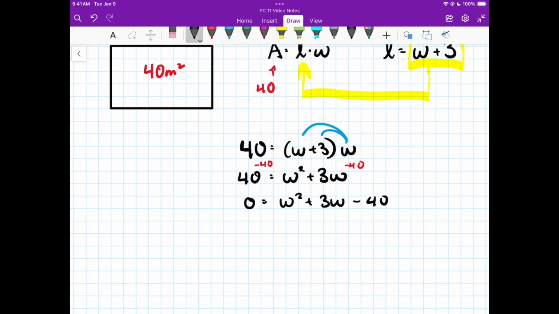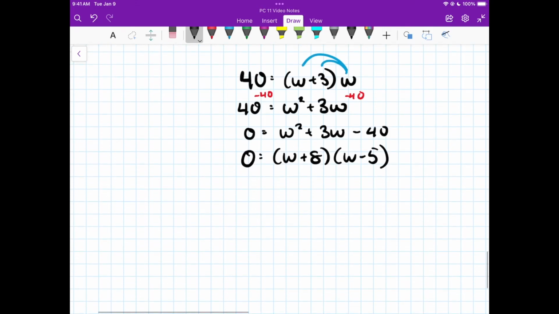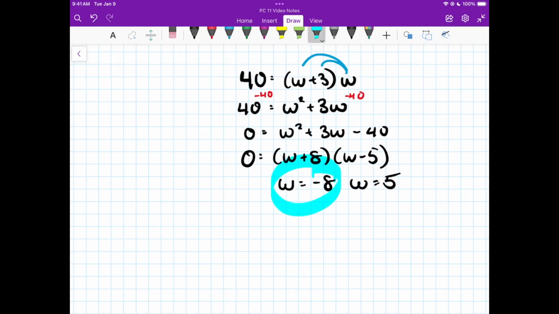All right, so we're going to factor that. That's going to be w plus 8 and w minus 5. And that's going to get you w equals negative 8, or w equals 5. So your width is either -8 or +5. And then you got to think to yourself, well, does it make much sense for a room to be -8 meters wide? Probably not. So we're going to have to reject that answer as just being not physically possible. So great, our width is 5 meters.